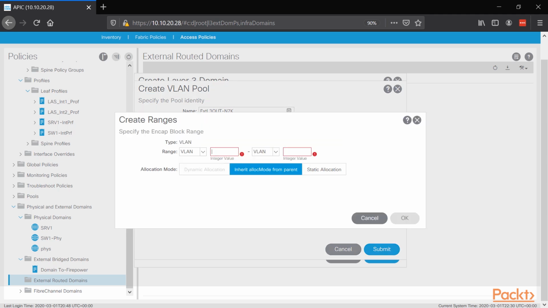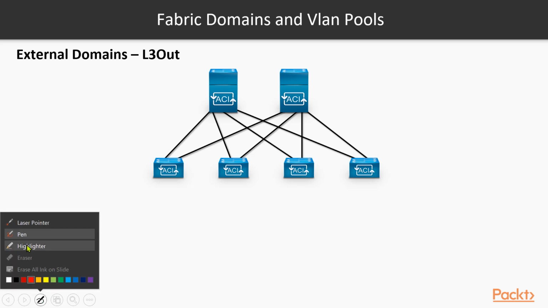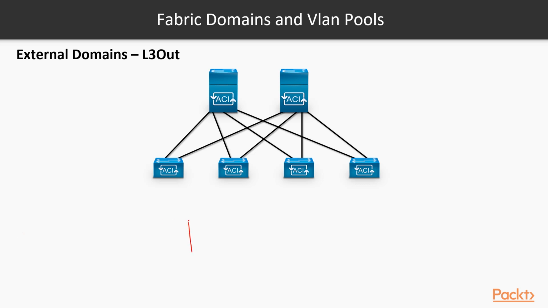Let me go back and draw real quick so you can understand what we're working with here. Let's say we've got our 7K here. We've got a VPC, right? This is leaf 1 and leaf 2 in an L3 out, and we are going to have a video dedicated to L3 out. I just want to show you this for this particular demonstration so you understand why we're doing this. We want to allow a particular VLAN as our peering VLAN. I can call it peer VLAN.